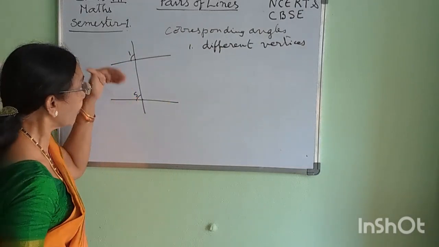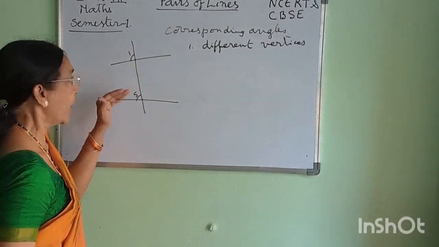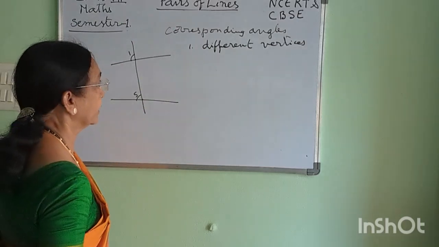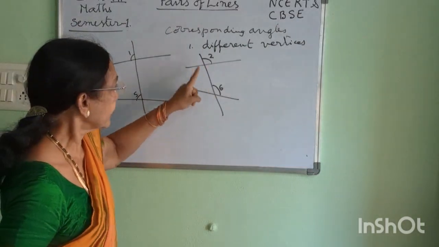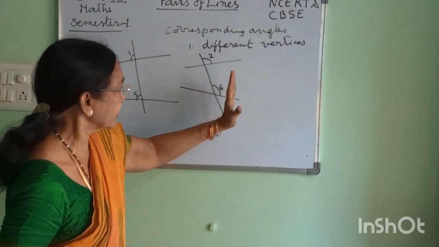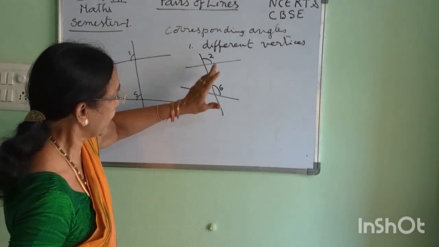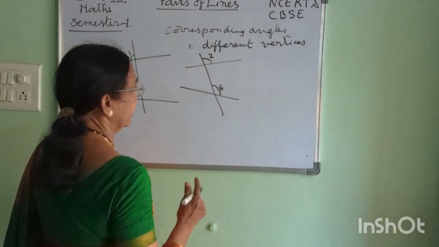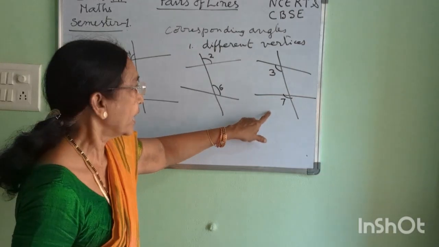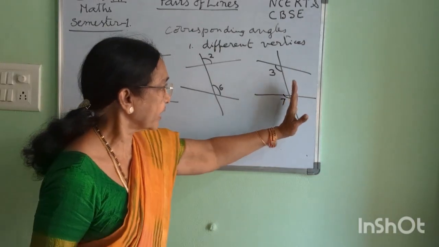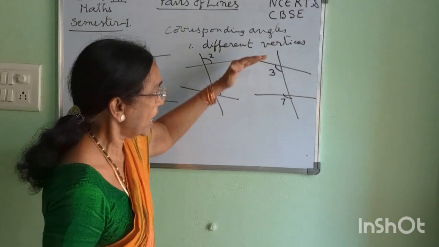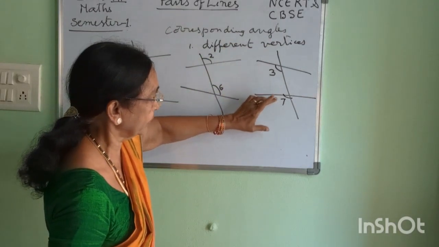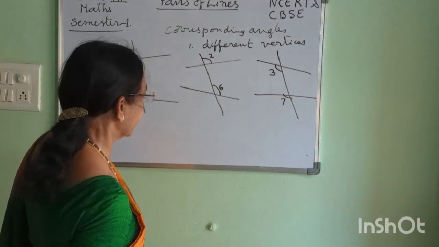Corresponding angles lie on the same side of the two lines, above the two lines or below the two lines, or right side or left side. Like 2 and 6 are corresponding angles lying on the same side and the same position to the two lines, above the two lines, on the same side of the transversal. 3 and 7 are corresponding angles because they are lying on the same side of the transversal and the same side to the two lines, below the two lines. Therefore 3 and 7 are corresponding angles.